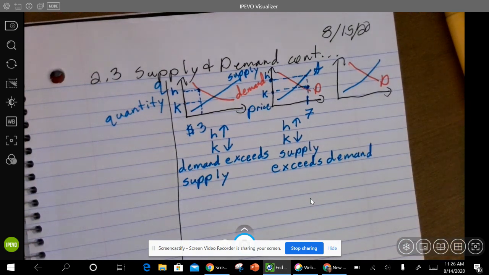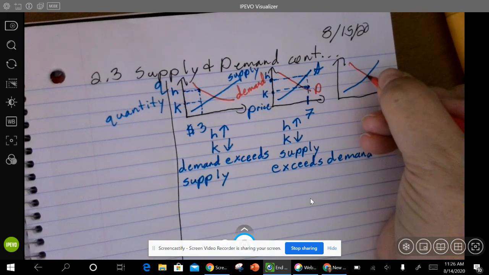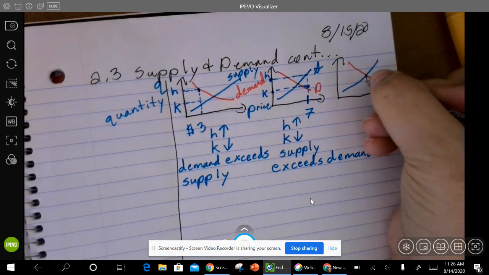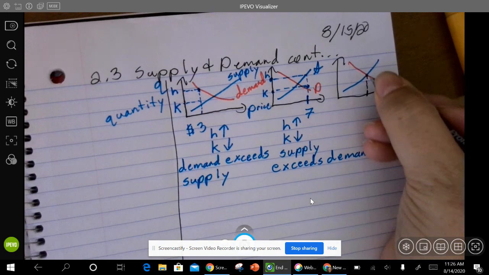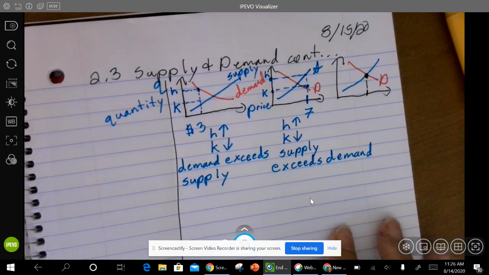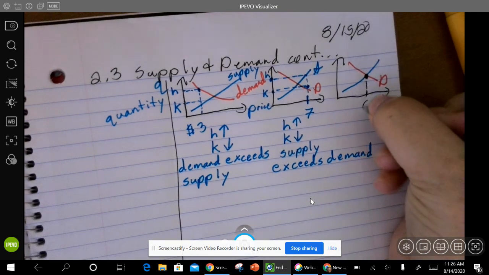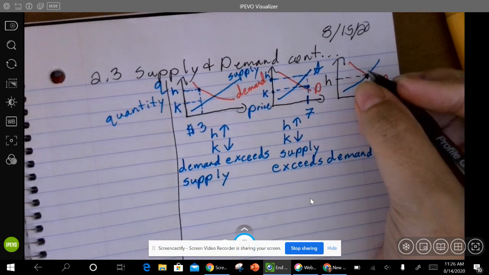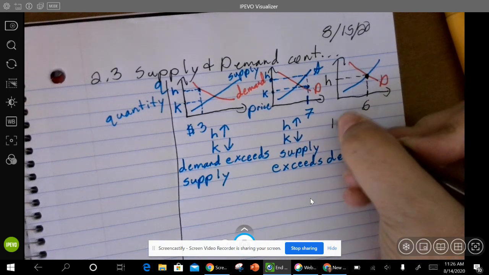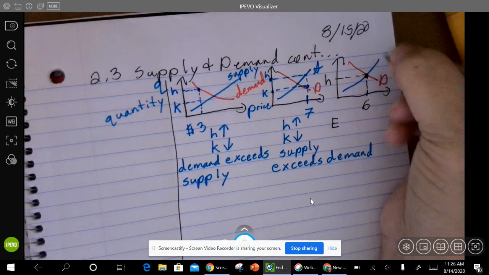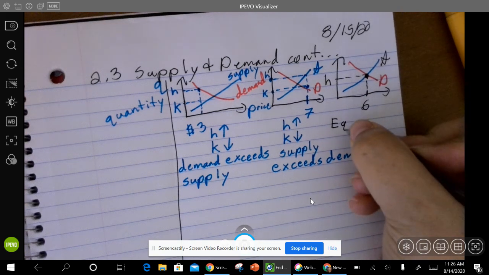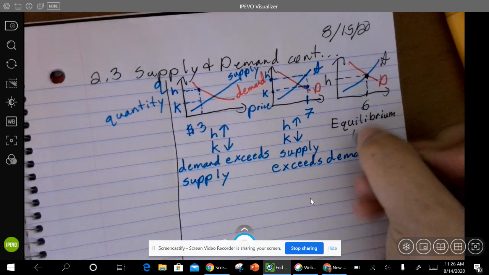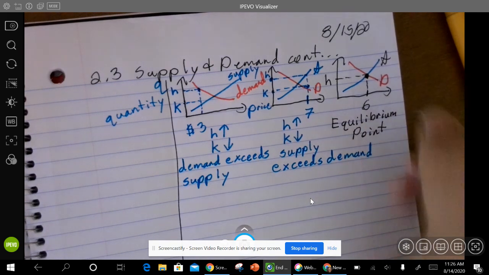Okay, so if we have, so let's say that the price is right there at $6, and notice that the supply and demand graphs are intersecting. Okay, so that's where they intersect. Okay, so that is called the equilibrium price. So the supply and the demand are equal to each other. Okay, so it's at equilibrium.